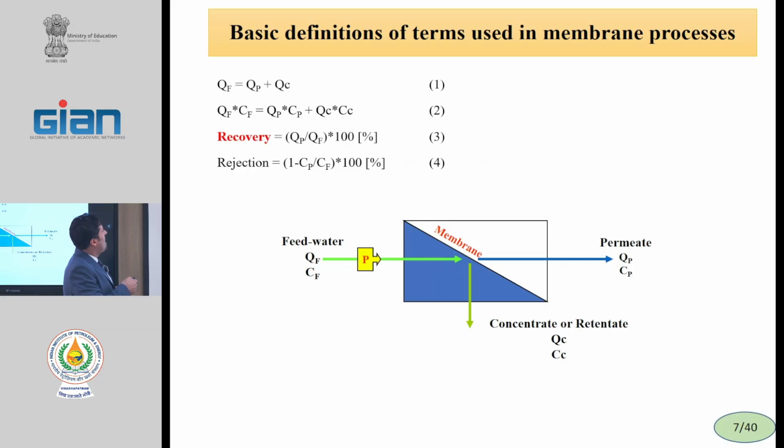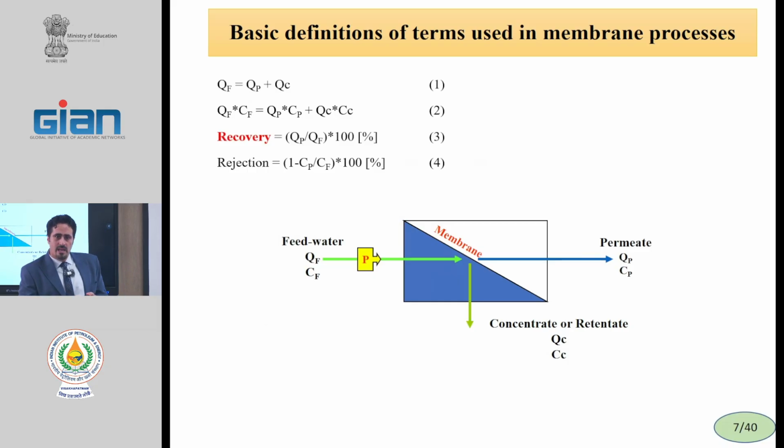About the mass balance, we say that mass is not destroyed. When we have, for example, 100 kilogram of feed, the sum of the permeate and concentrate should be 100 kilogram. And we can write partial mass balances. I defined the rejection, which shows the ability of separation. But we also have recovery.